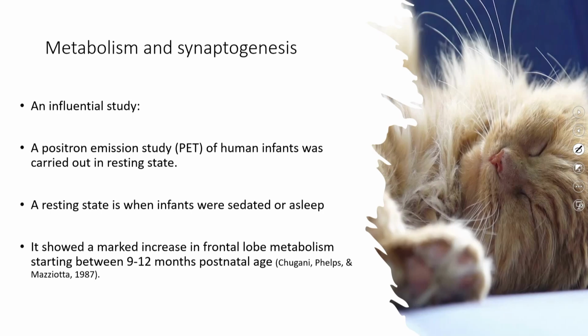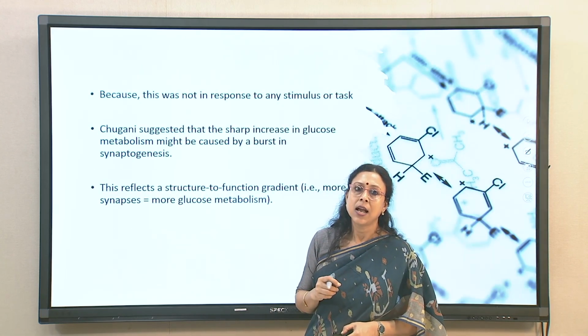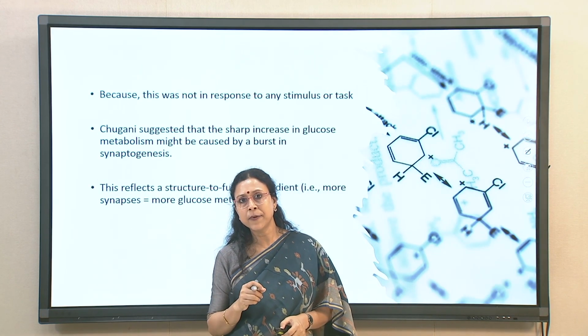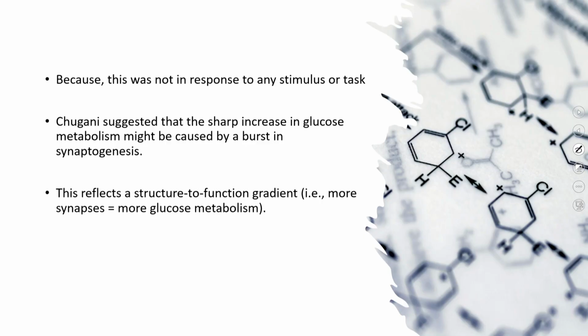This study showed a marked increase in frontal lobe metabolism starting between 9 to 12 months of postnatal age. Now, this is the age which is also crucial in terms of the language development stages. Since this was a resting stage, this high metabolism was not a response to any kind of stimulus or task. So, the scholars suggested that the sharp increase in glucose metabolism might be caused by a burst in synaptogenesis. If new synapses are getting created, you see the reflection in terms of glucose metabolism. Now, this reflects a structure to function gradient, that is, more synapses means more glucose metabolism.